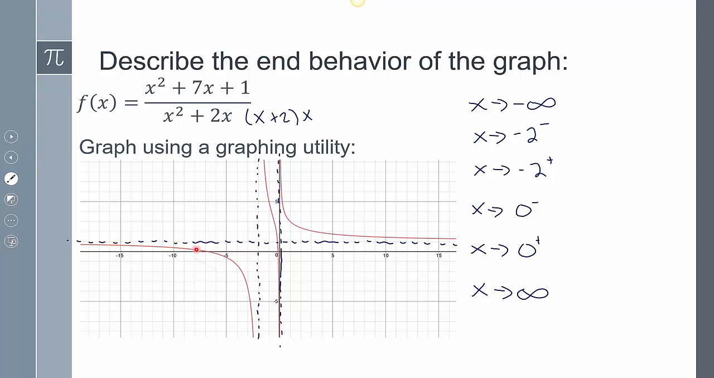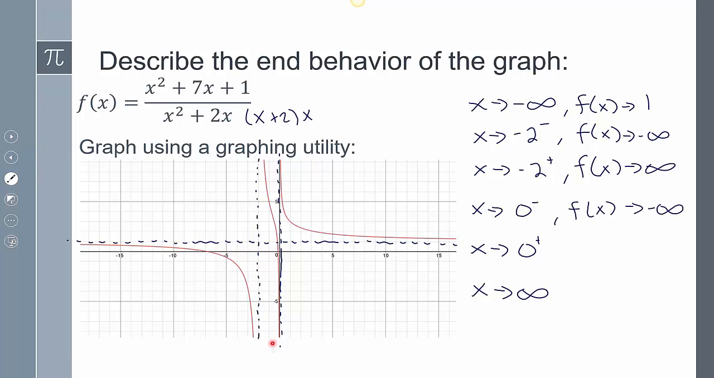So now describing what my y is doing from there. When my x is going to negative infinity, my y is again going to 1. As it is approaching negative 2 from the negative, it's going to negative infinity. As it's approaching negative 2 from the positive, it's going to positive infinity. As it's approaching 0 from the negative side, it's going down forever, so it's negative infinity. From the positive side of 0, it's going up forever. And then as x goes on forever here, f of x is going to 1.